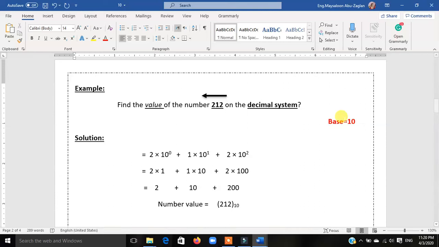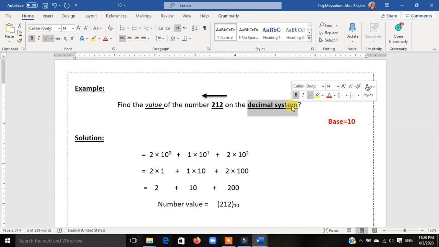Going to go through example number 1. Example number 1 is solved on your worksheet number 10. The question says to find the value. This is what I need from this question: the value of the number 2012 in the decimal system. The decimal system, as we said earlier, means النظام العشري in Arabic.